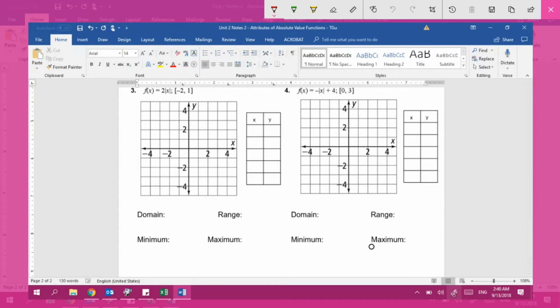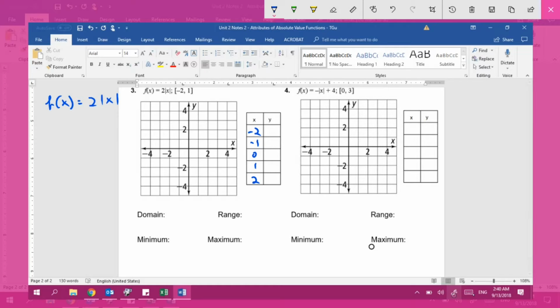times the absolute value of x. And then we've got to find the domain, range, minimum, and maximum on this given interval. So let's plug in some points. Let's do -2, -1, 0, 1, and 2. So we can see the function is 2 times the absolute value of x.